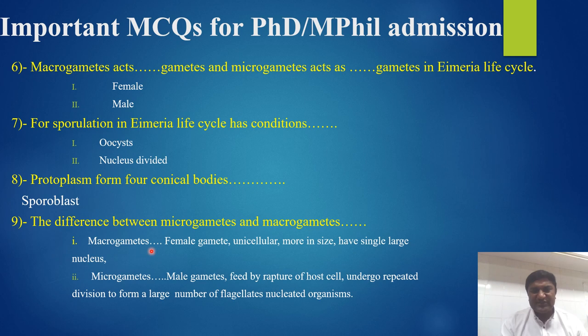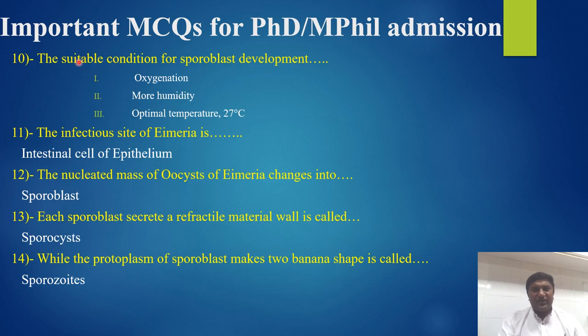The difference between macrogametes and microgametes: the macrogamete is the female gamete, unicellular, larger in size with a single nucleus, while the microgametes are the male gametes, formed by rupture of the host cell and undergoing repeated division, producing a large number of flagellated nucleate organisms. The suitable conditions for sporoblast development are dash: oxygenation, more humidity, and an optimal temperature of 27 degrees centigrade.